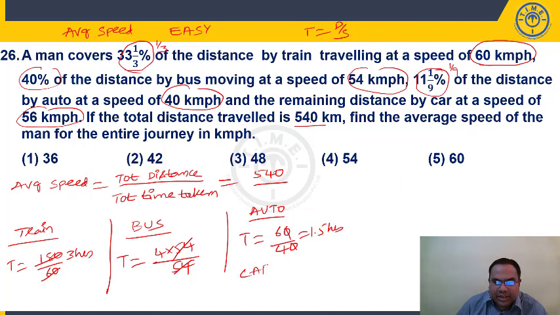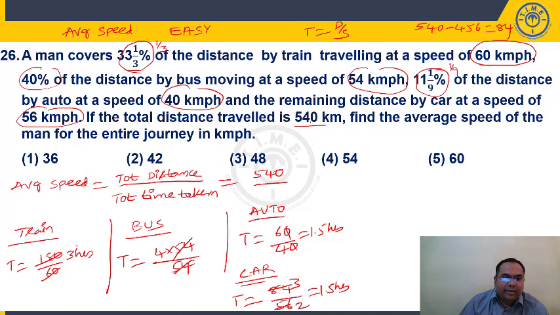What's the time taken? Time is equal to remaining distance. 180, 216. 396 plus 60, 456. So 540 minus 456, 84 kilometers. 84 kilometers is traveled at a speed of 56 kilometers per hour. 28 3s are 84, 28 2s are 56, so another 1.5 hours.